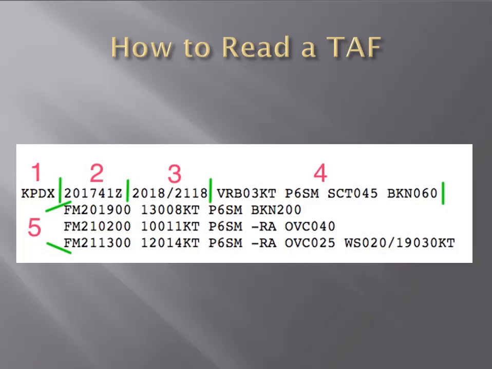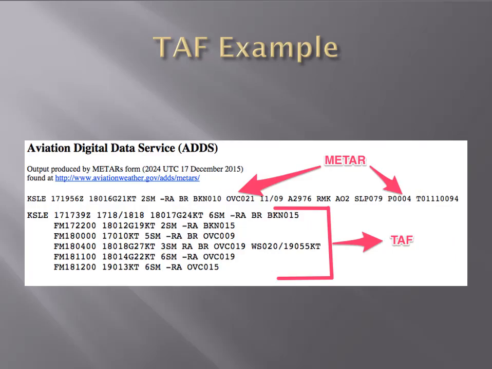So that's essentially the 5 parts to a TAF, but I want to show you just another example here. So this example is kind of the best of both worlds. This is a TAF and a METAR. So the METAR here, this was for KSLE. This is Seattle, I believe, or not Seattle. I don't actually know which one this is for.